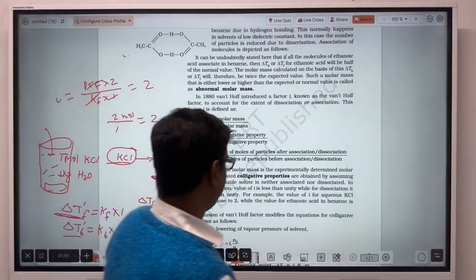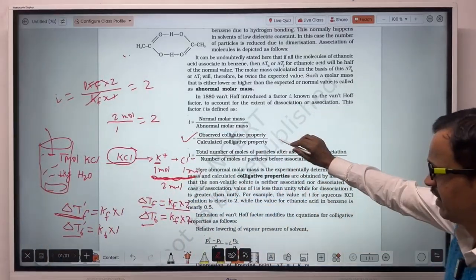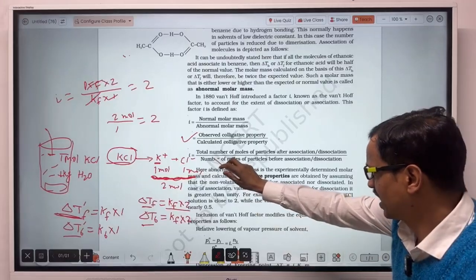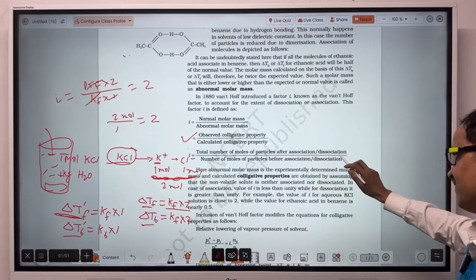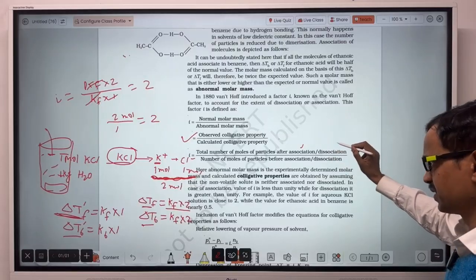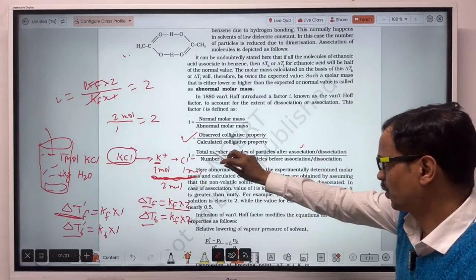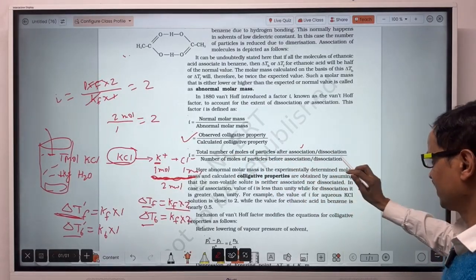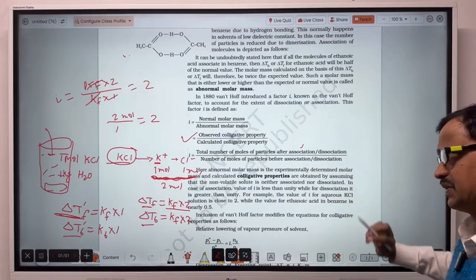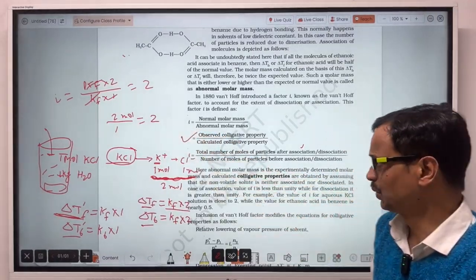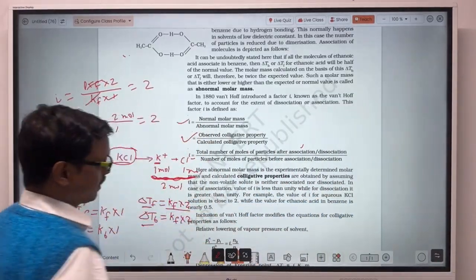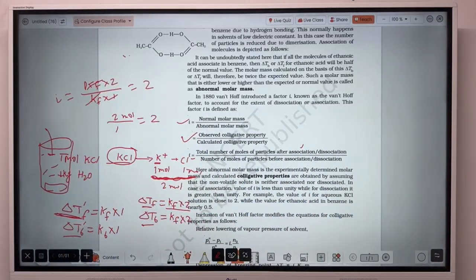So either you find out by observed colligative property upon calculated colligative property, or the total number of moles of particles after association, in case of association, or in case of dissociation. So total number of moles of particles after dissociation upon number of moles of particles before dissociation. That is the same as the second. The third one is normal molar mass upon abnormal molar mass.